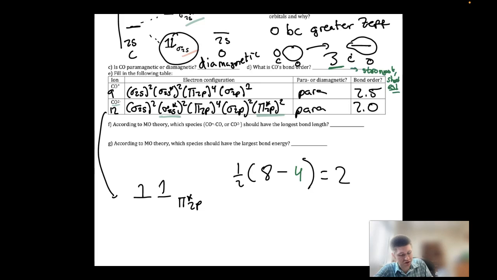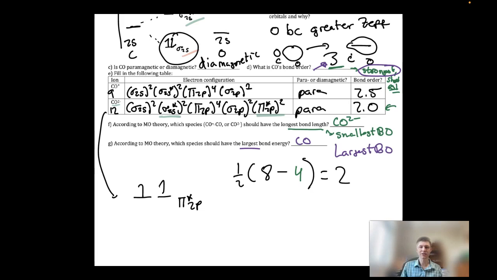So if we look at who's going to have the longest bond length, that's the opposite of the shortest. So this is going to be the smallest bond order, which would be CO2-. The largest bond energy, that's going to be our strongest bond. So that's going to be CO, which has the largest bond order. So that's really everything we can do with molecular orbital theory.